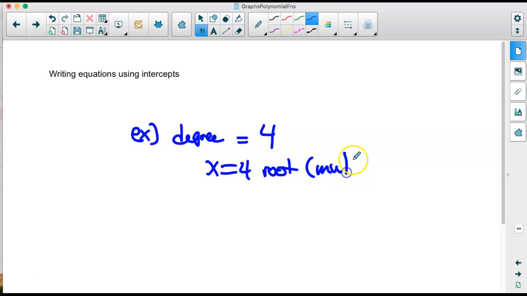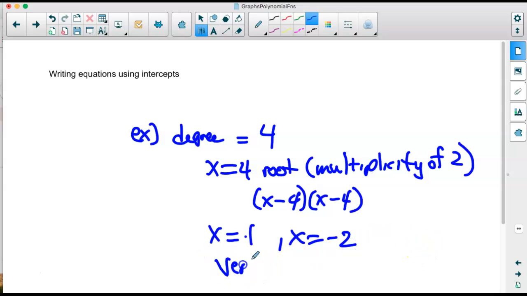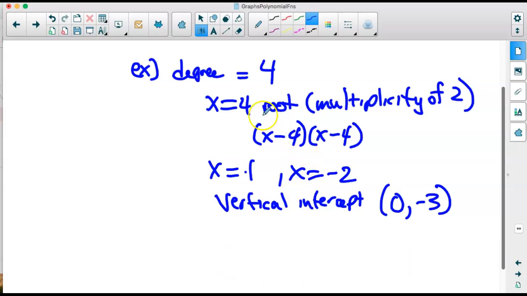Now multiplicity means that you have 2 of those roots, so this is going to be x minus 4 and x minus 4. Because you have a multiplicity of 2, you're going to use that twice. And then x minus 1 and x minus 2, or x equals 1 and x equals -2, and we have a vertical intercept of 0, -3.